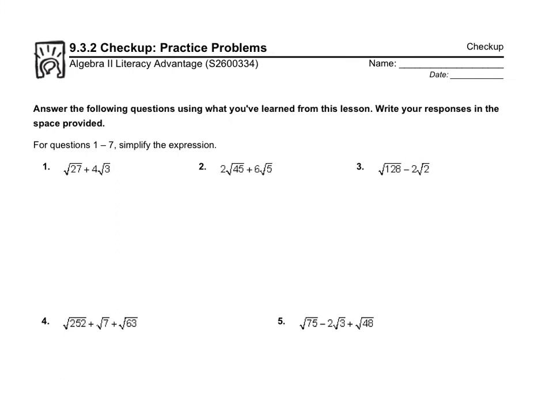So for number 1, I have to take the square root of 27 and simplify that. Well, 27 is 3 times 9, and 9 is 3 times 3. So the square root of 27 is really 3 times 3 times 3. Again, I'm looking for pairs. And I have a pair of 3, so I can rewrite this as 3 square root of 3.